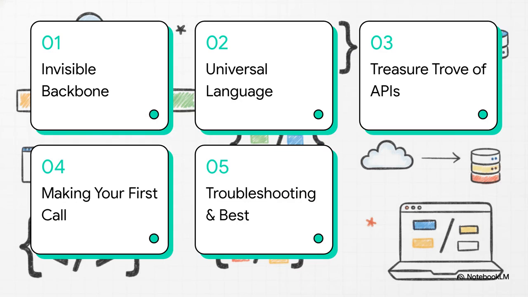So here is our roadmap for today. First, we'll look at the Internet's invisible backbone. Then, JSON, the universal language. Third, we'll explore a treasure trove of APIs. Fourth, making your very first call. And finally, troubleshooting and best practices.